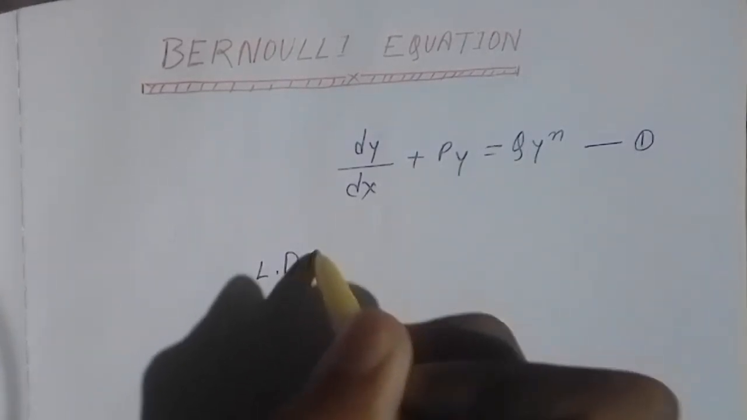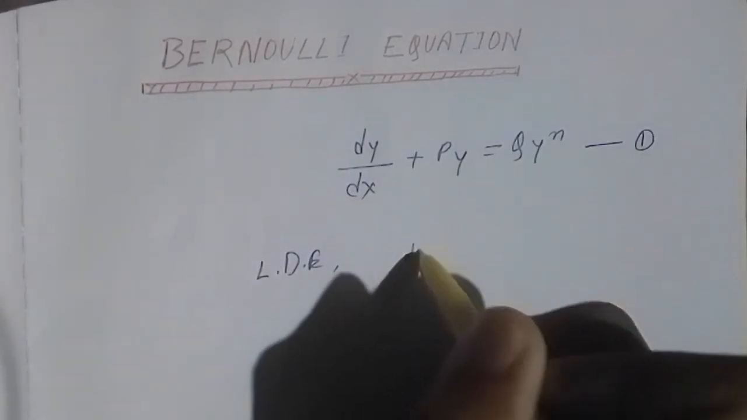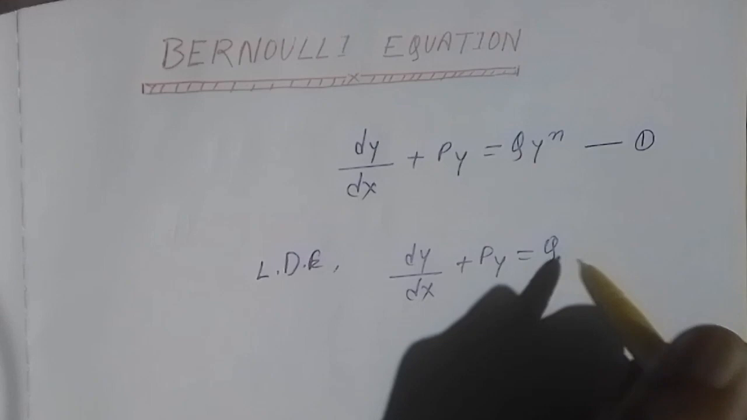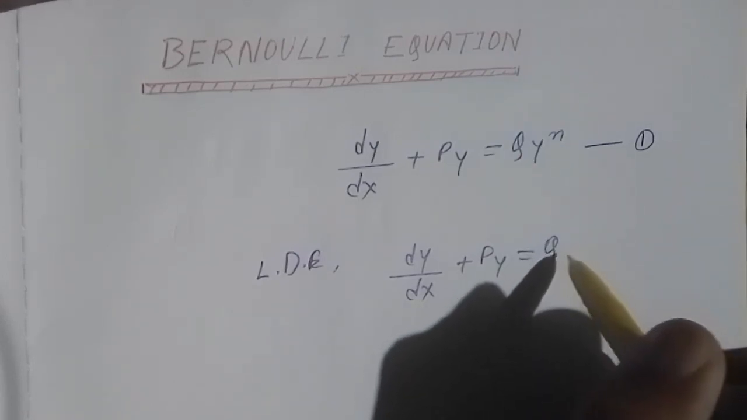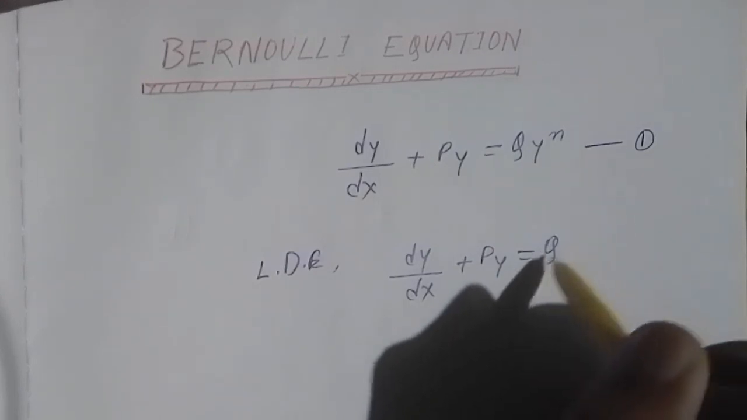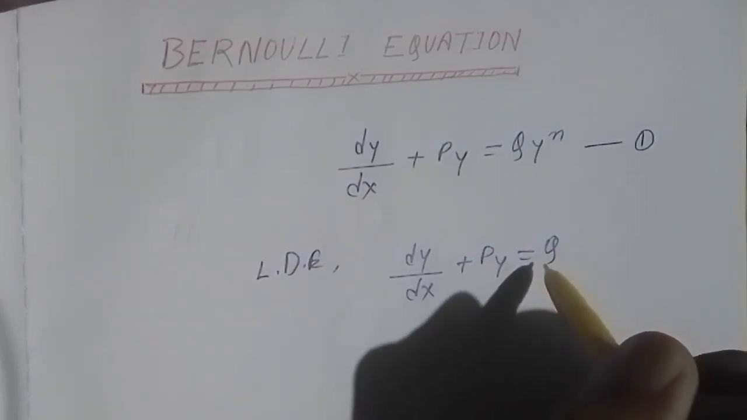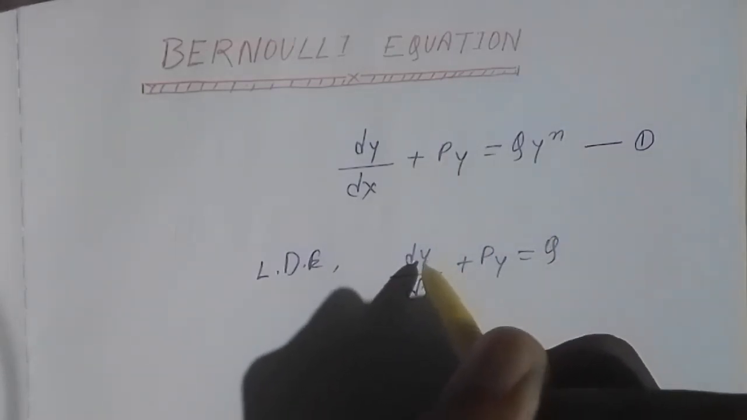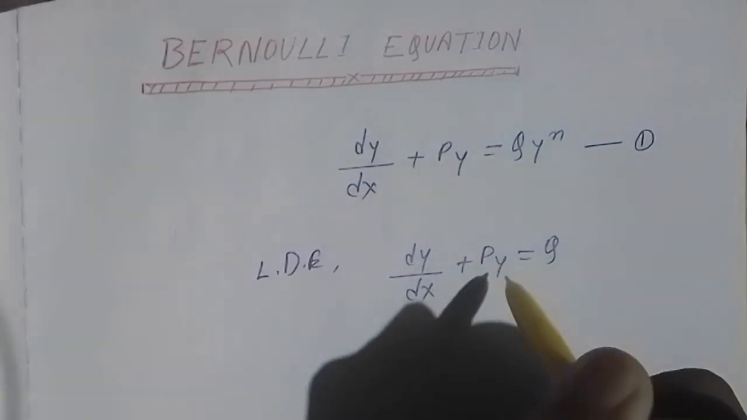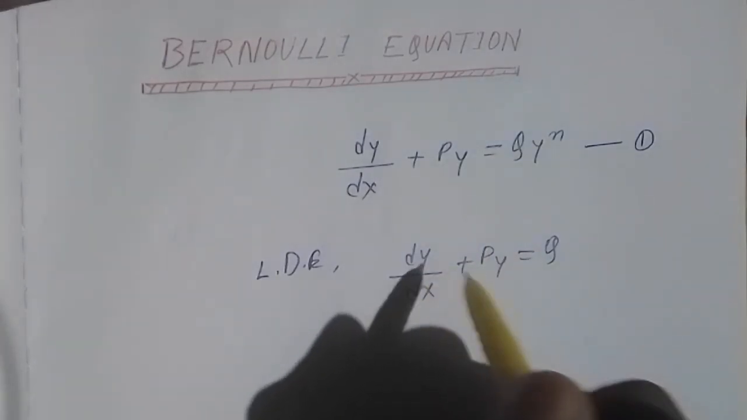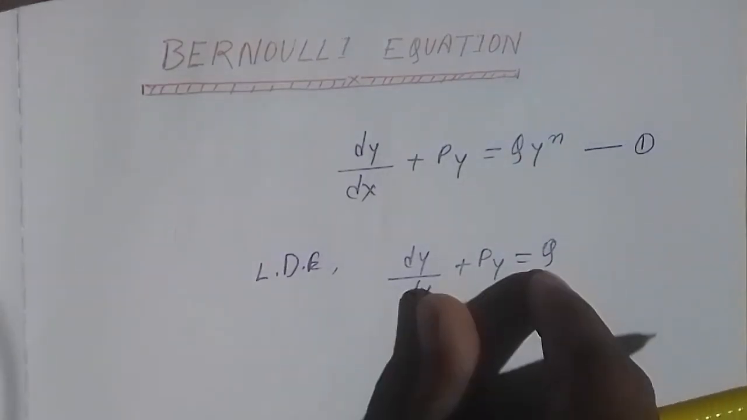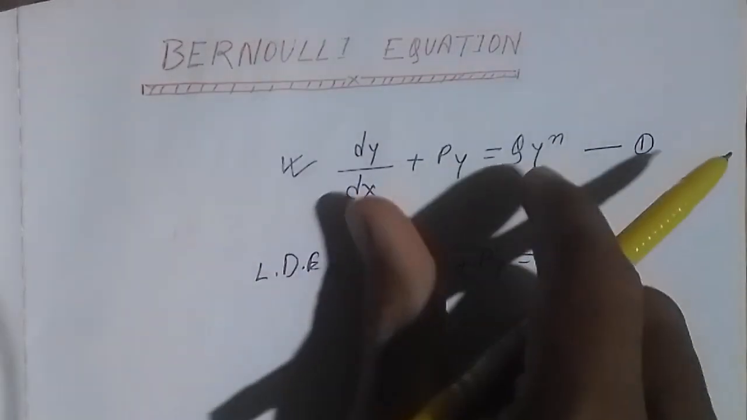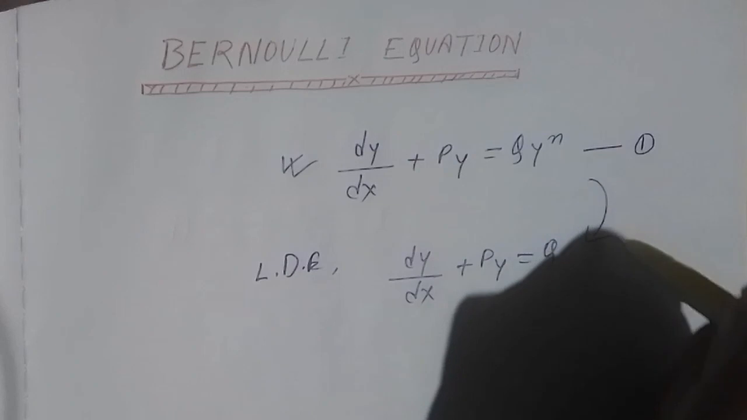And a linear differential equation is like dy by dx plus py is equal to q. So here we don't have any variable at the right hand side of this equal sign. So this is a linear differential equation because the derivative of the dependent variable has degree 1, and the dependent variable also has degree 1. That's why it is called a linear differential equation. Okay, and we can reduce it into this form.